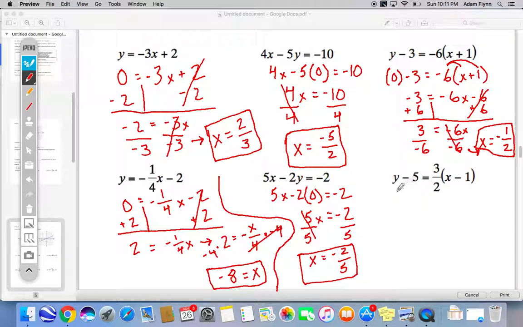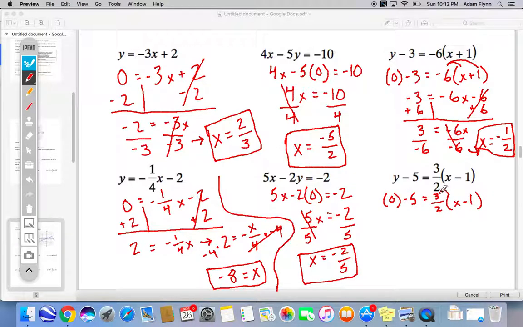All right, last one. We have a point-slope form equation here. So just like I did for the previous 5 examples, I'll just set my y equal to 0 in order to find my x-intercept. So I have 0 minus 5 equals 3 over 2 x minus 1.